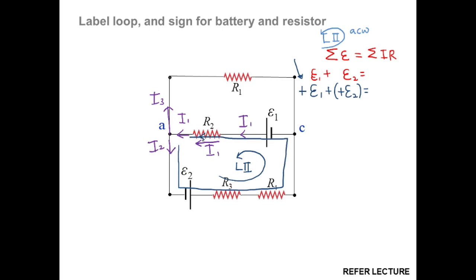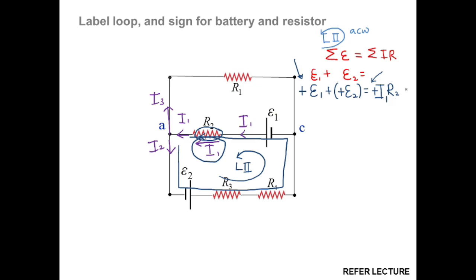So if our loop is in the anti-clockwise direction, just like we did for the EMF, we compare the direction of current flow and the loop. For example, for R1 and R2, the current I1 is flowing in the same direction as the loop. The current flowing inside R2 is I1, so the current is positive. This is how we assign the sign convention for IR.